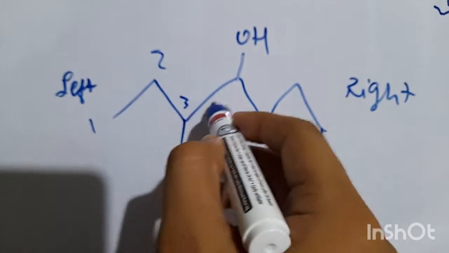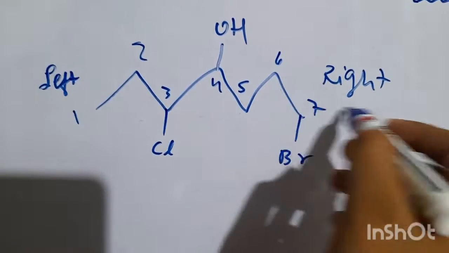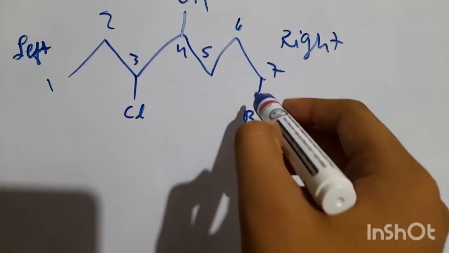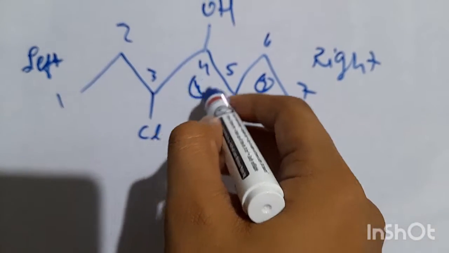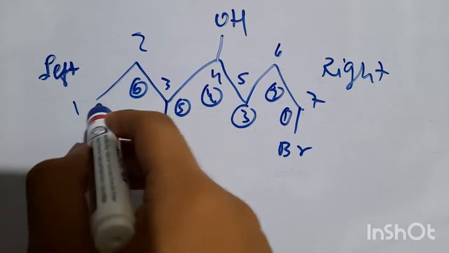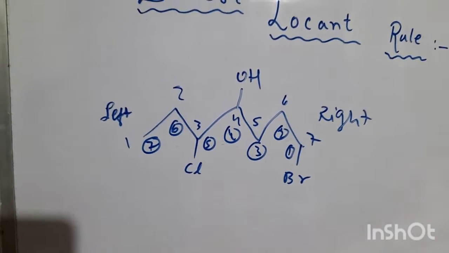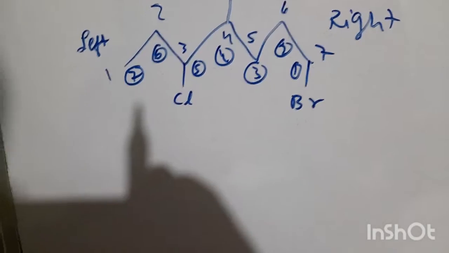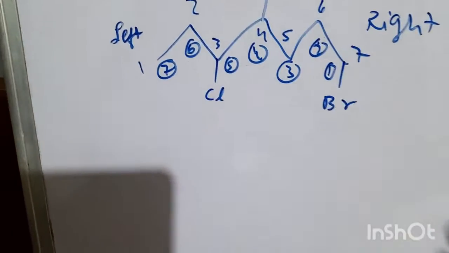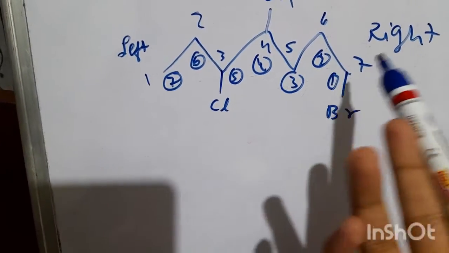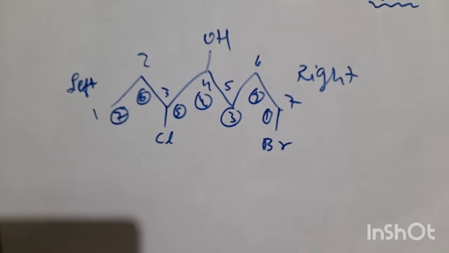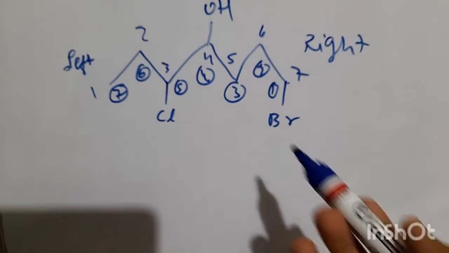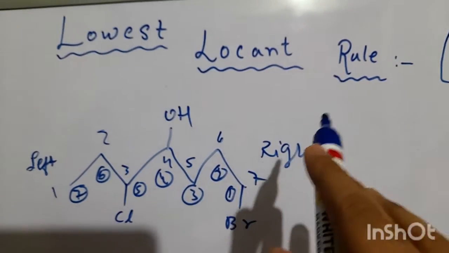1 2 3 4 5 6 and 7. Now let's number it from the right side. 1 2 3 4 5 6 7. Good. Which shall we take? One from this side or that side? Well, instead of thinking, why don't we use the bulletproof technique of numbering?